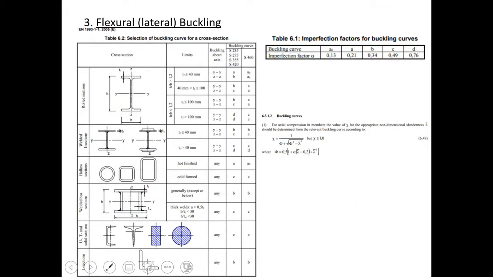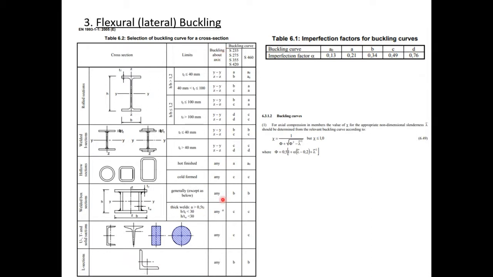So what we're going to do is obviously we need to start to work out what this normalized slenderness value, or sorry, the imperfection factor is first, and then the normalized slenderness value in there. So we look at the section we've got. So we've got an angle section which is down here. So it's an L section.